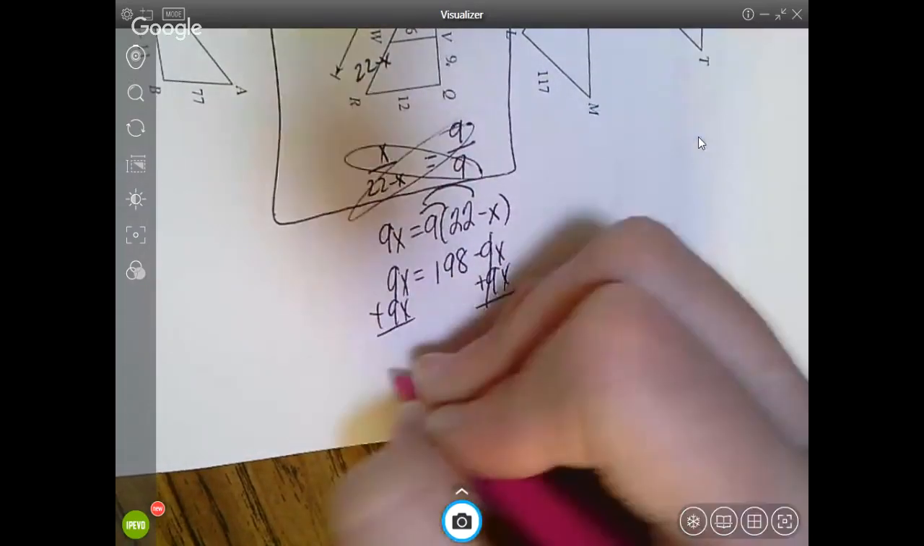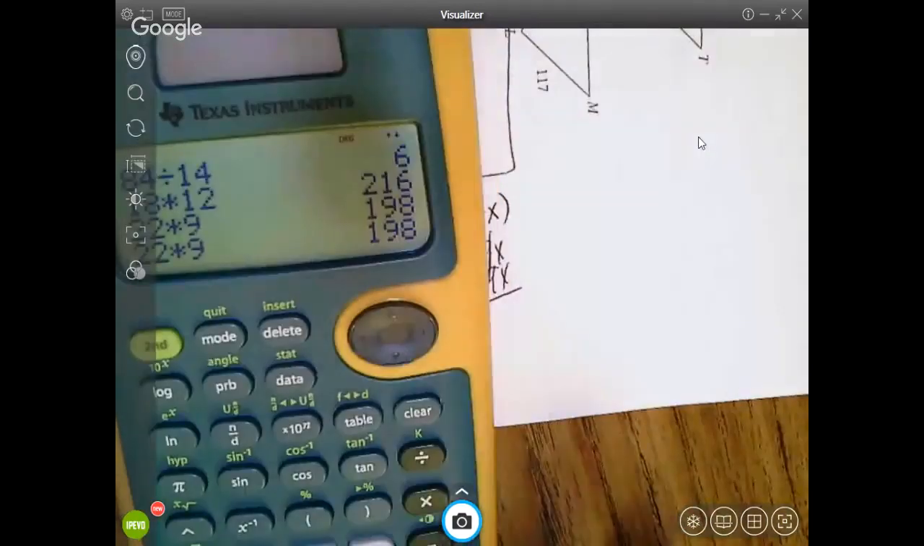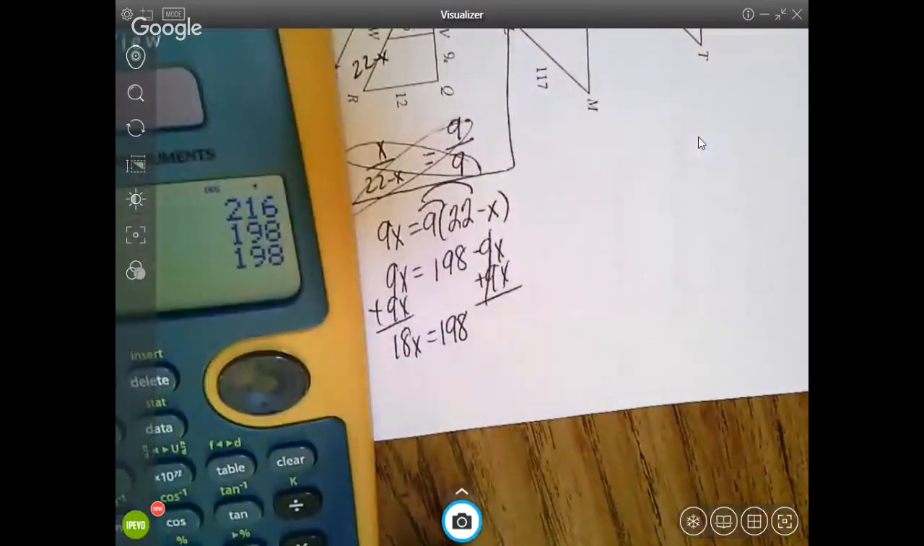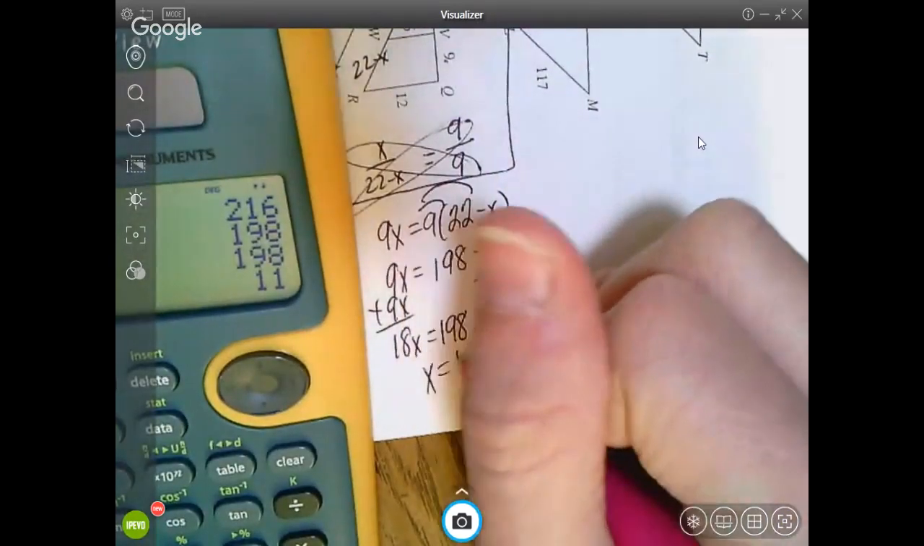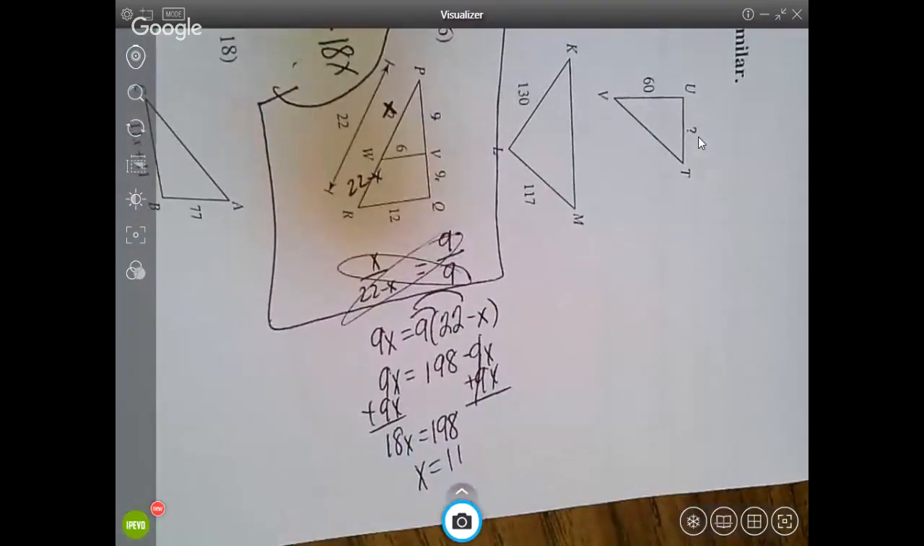Thank you. This is how you should be the rest of the time. 198 divided by 18 gives me 11. So 2 problems like that. Now, let me show you one thing about why this test is so easy.